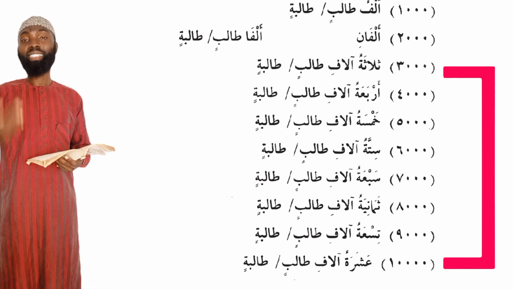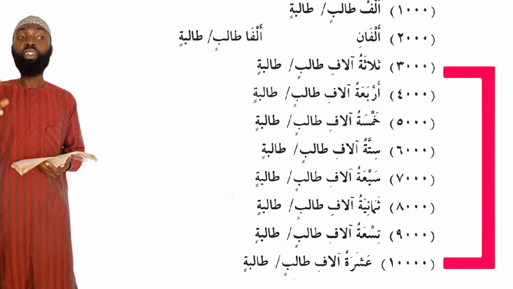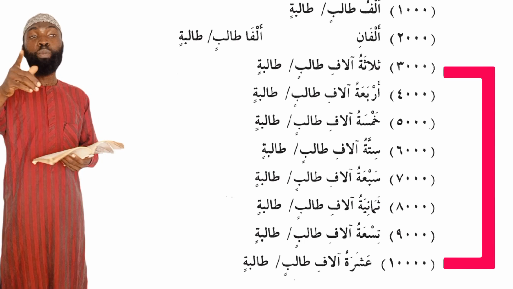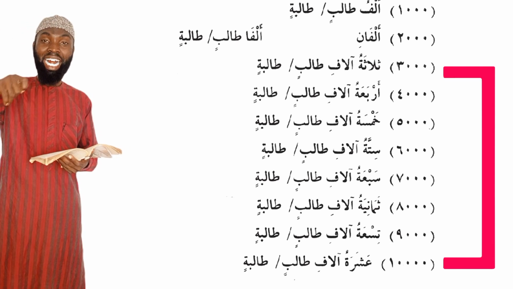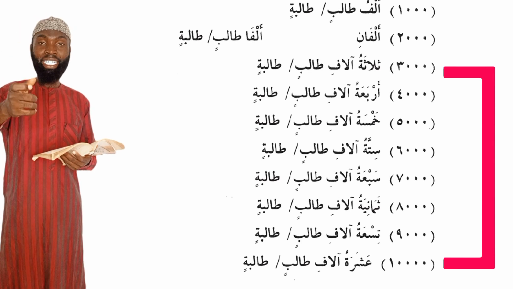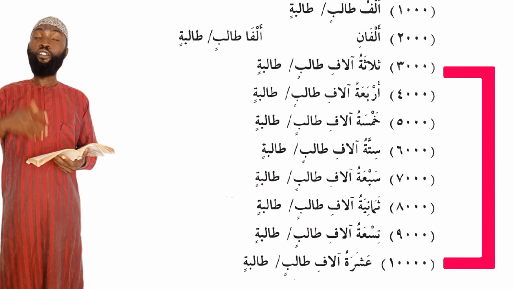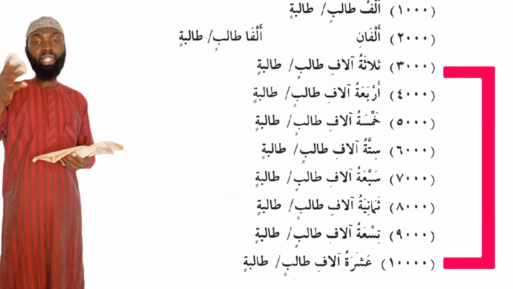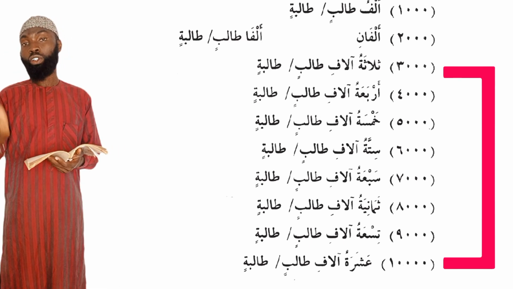So if you have 3,000, it will be thalatha. Unlike 300 that we have, it was thalathu mi'a. But for 3,000, 4,000, 5,000, you're going to be using the feminine form of the single word. Thalathatu alafin. Thalathatu alafi talibin. Thalathatu alafi talibatin. For 4,000, it will be arba'atu alafin, which is 4,000. Arba'atu alafi talibin. Arba'atu alafi talibatin.